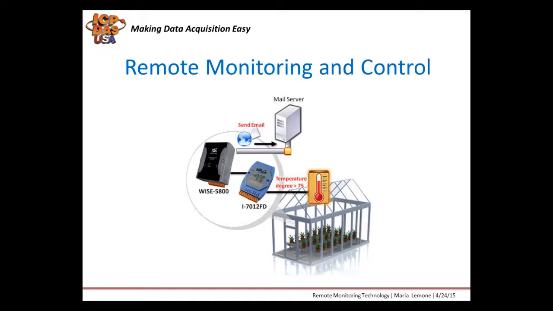In this application here for the greenhouse, a temperature sensor and data acquisition I/O module is installed at the remote greenhouse where they're used to measure the temperature. Once the temperature exceeds 75 degrees, the WISE 5800 user-defined I/O and temperature logger module will send an email to the users letting them know.